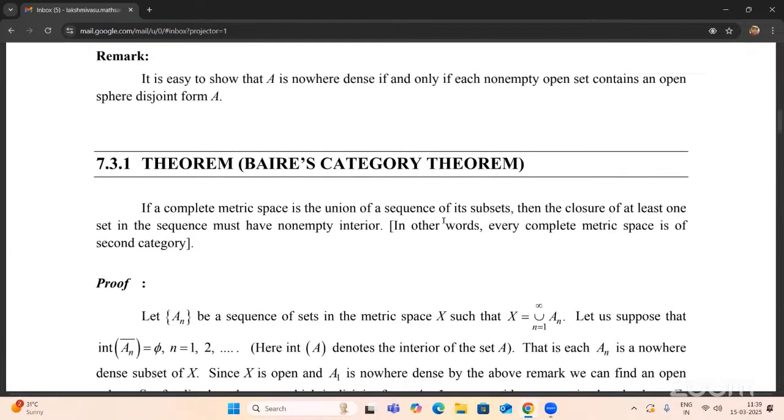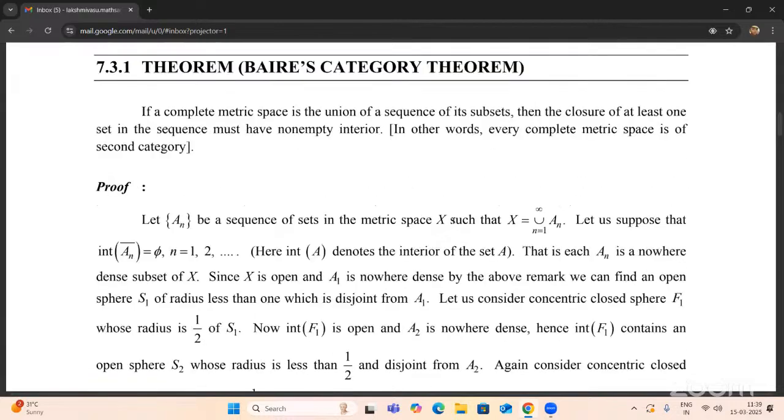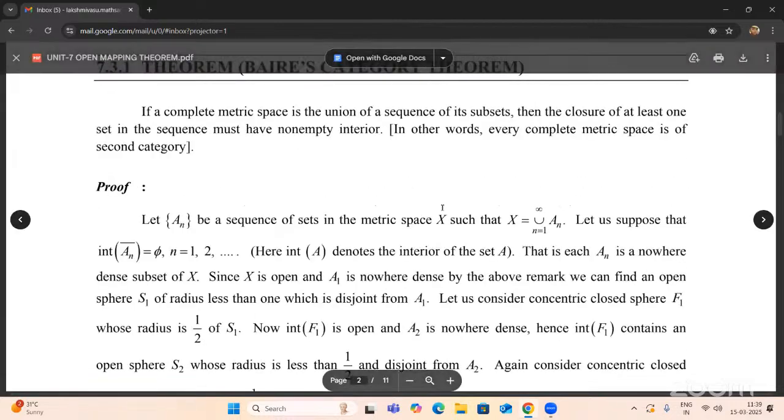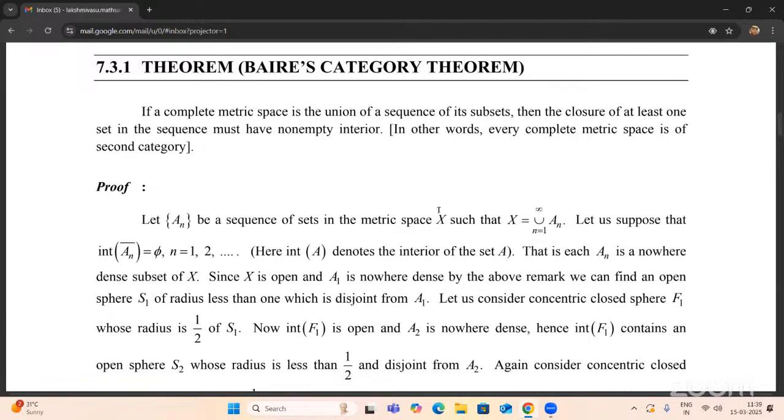So see the Baire category theorem. This theorem is very important in the final examination. We have already learned it in the real analysis paper, in the first unit of real analysis. Once more I will repeat it here. What is the Baire category theorem? It is a simple statement: every complete metric space is of second category. What is a complete metric space?